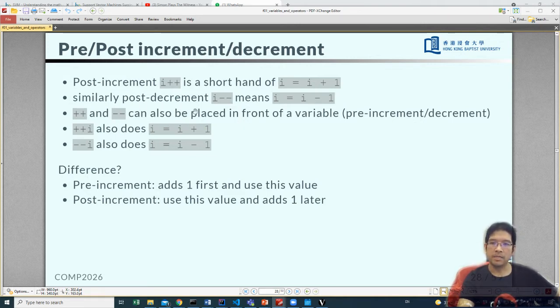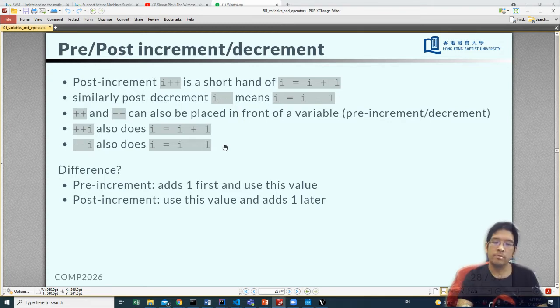These plus plus and minus minus symbols can also be placed in front of a variable. And if you do that, we will call this a pre-increment or pre-decrement. Okay? So plus plus I will also mean I equals I plus 1. Minus minus I will also mean I equals I minus 1. What is the difference between these two? Basically, the value returned from these expressions will be slightly different.